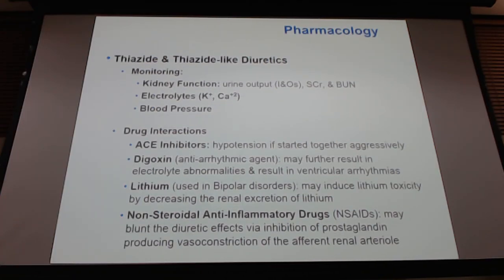Okay, so we want to monitor their kidney function, their electrolytes, and their blood pressure. And then we have the drug interactions. So we did have that wonderful question earlier about ACE inhibitors and if we can use thiazides at the same time. It can cause hypotension if started aggressively. So usually it's recommended that you start the ACE, have their blood pressure stabilize just a little bit, and then you can start the thiazide.